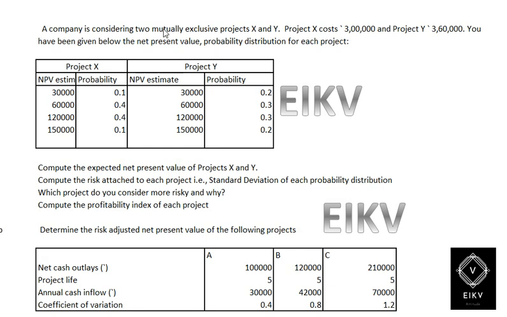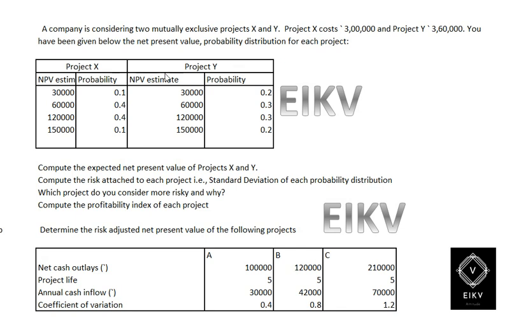So in this illustration, a company is considering two mutually exclusive projects, Project X and Project Y. Project X costs 3 lakh and Project Y costs 3 lakh 60,000. You have been given below the net present value probability distribution of each project. So you have been given the net present value and probability of each project.